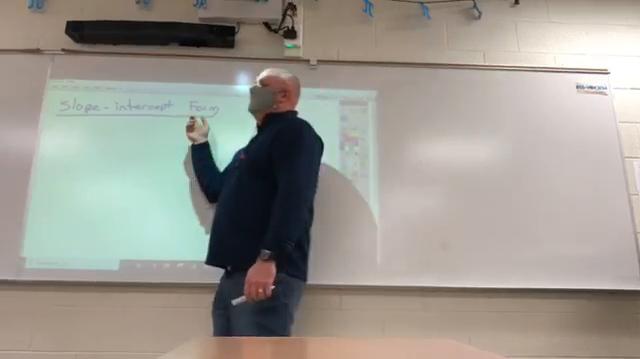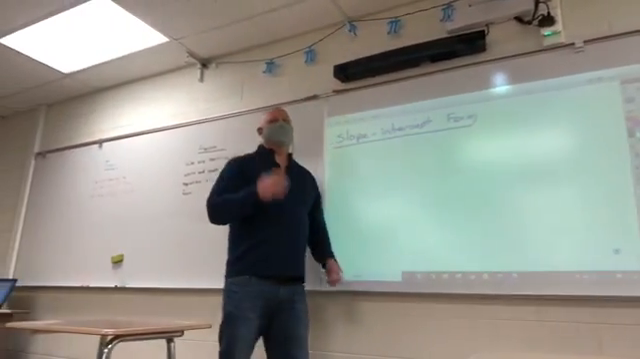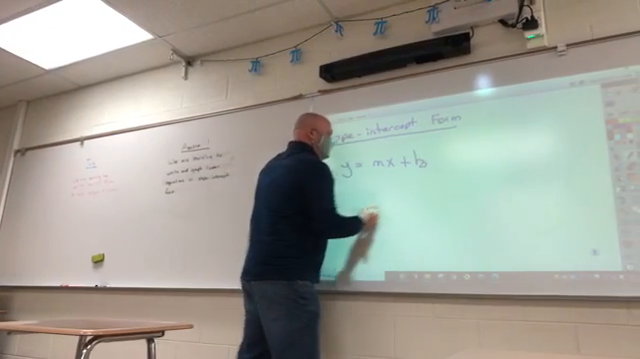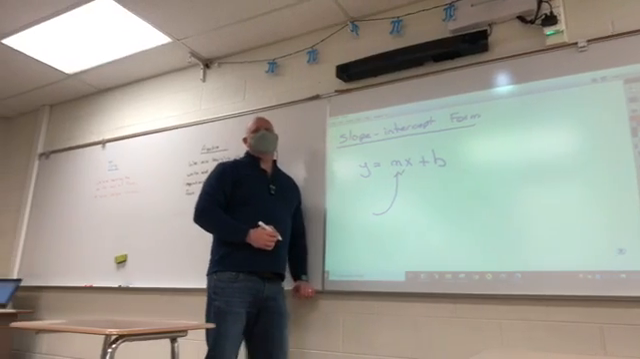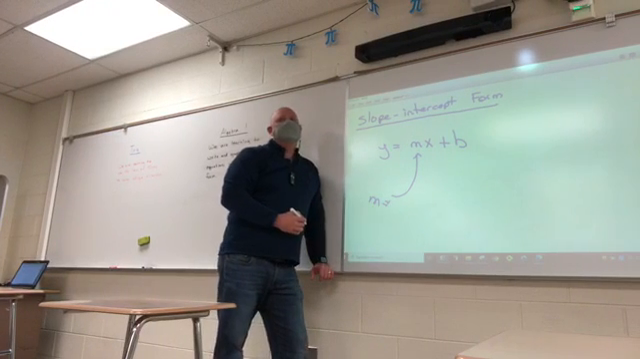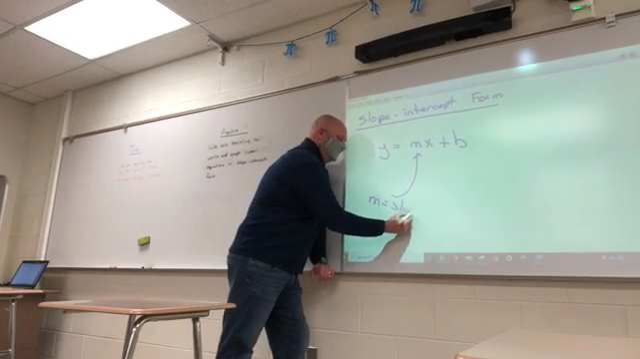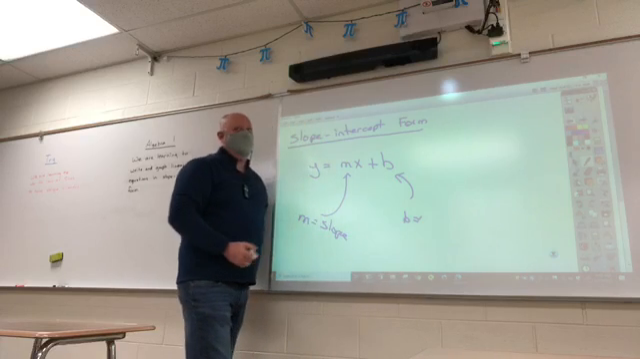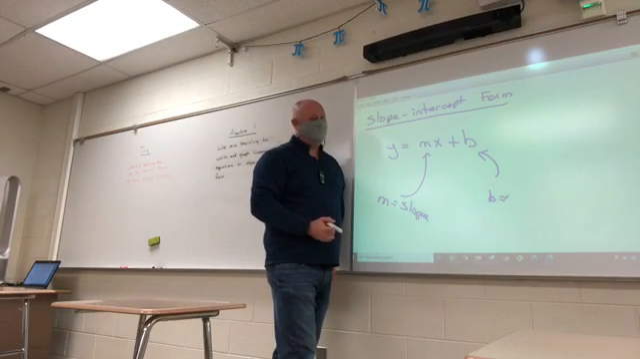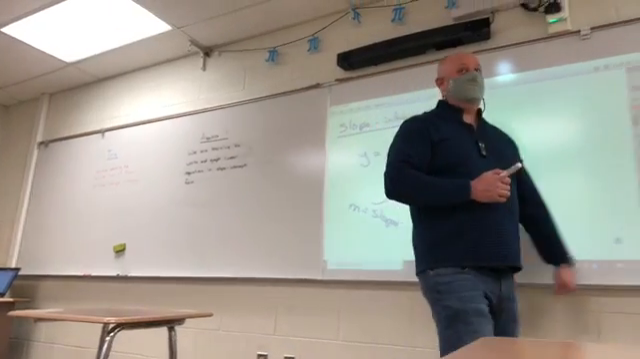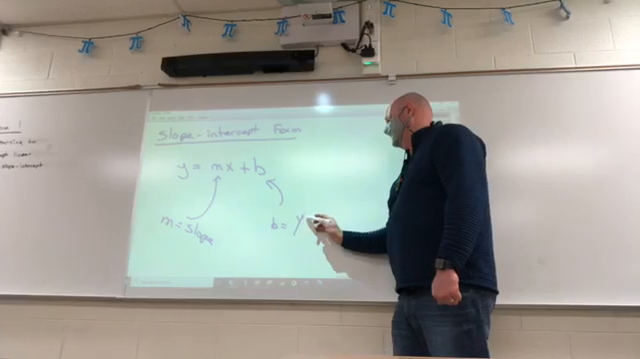You guys remember what slope-intercept form is? Y equals mx plus b. What does the m give us? The m is, it's in the name, slope. And the b is also kind of in the name. Intercept. Which intercept? The y-intercept.